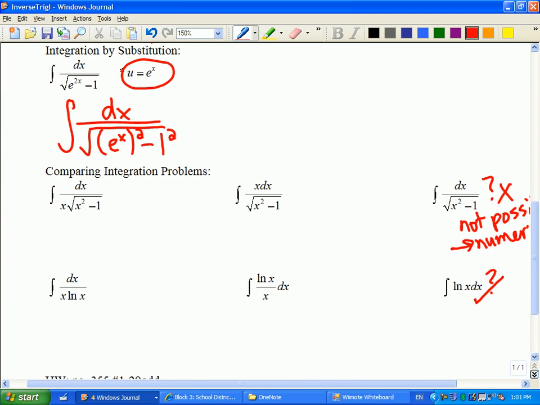Yet another reason to kick your textbook? Drop it down the stairs? Anyways, so we're just going to look at these four.